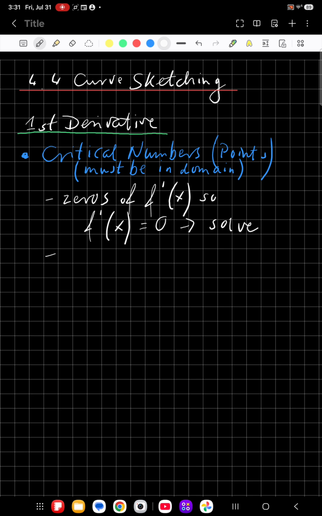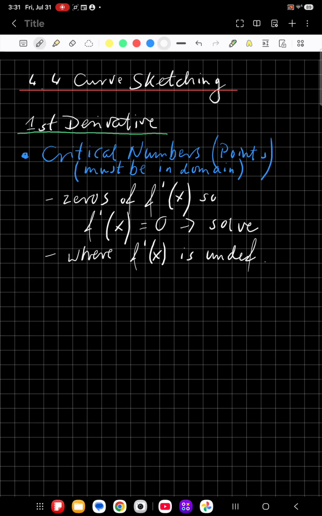And the second source is where f prime of x, the derivative, is undefined, doesn't exist. So we have two sources of those critical numbers.